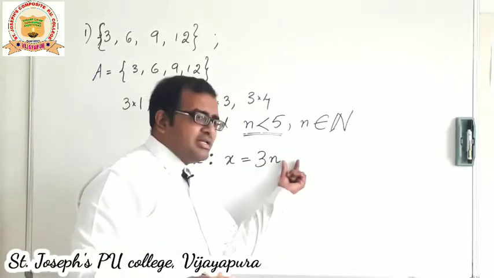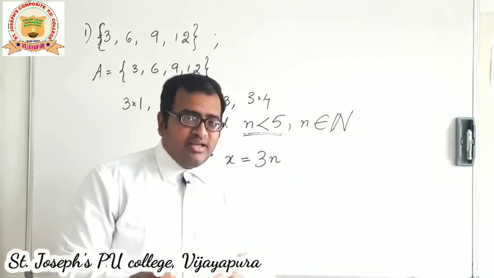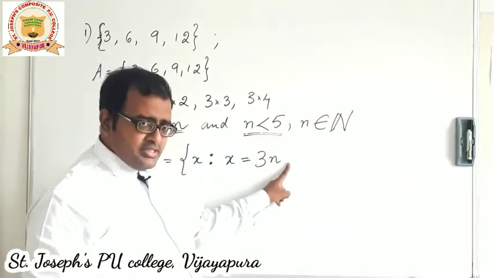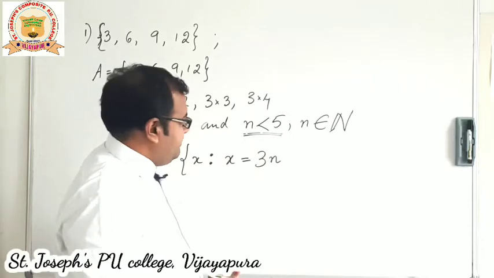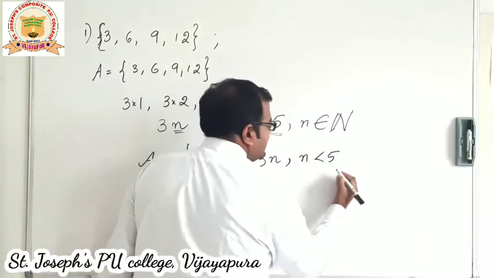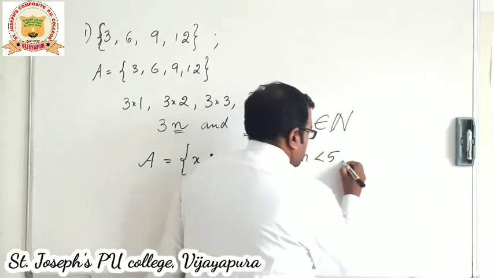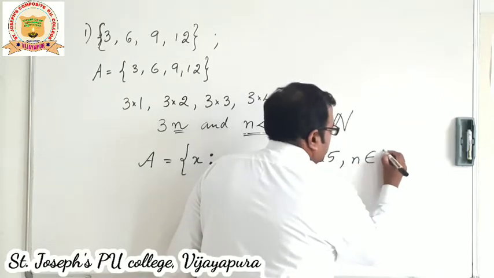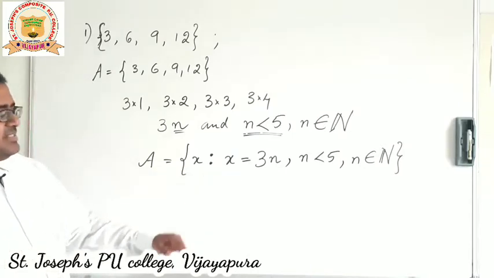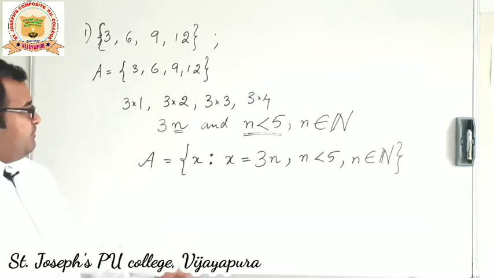There is no remainder here. If I write plus 1 or plus 2, then a remainder is there, and if a remainder is there, then it is not a multiple of 3. Here there is no remainder, so it is a multiple of 3, and n should be strictly lesser than 5, or you can also write less than or equal to 4, and n belongs to natural numbers. Now that is the set builder form for 3, 6, 9, 12.